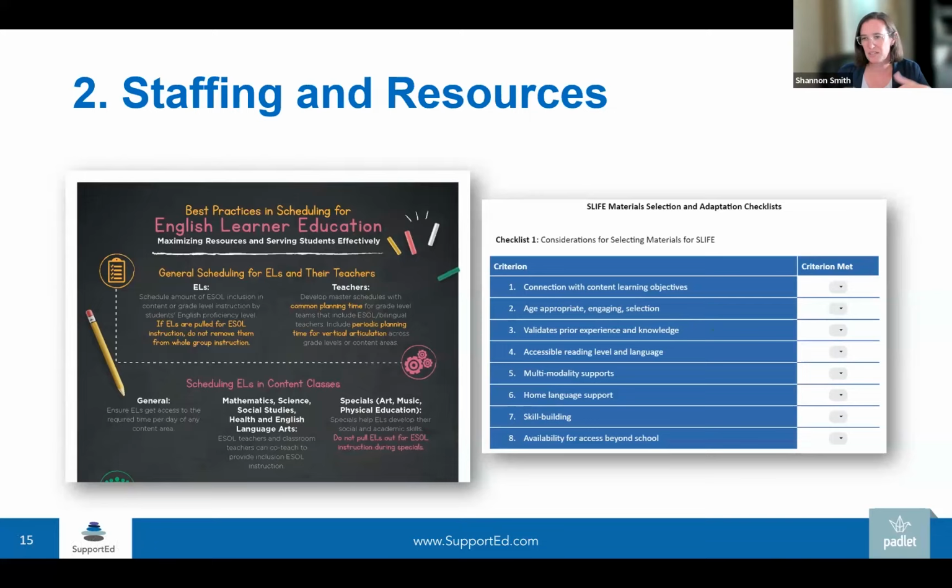The first checklist, which you see in the screenshot here, helps you review the materials to be able to select something that's the best. We want to make sure that it's connecting content learning and skill building. It's age appropriate. As we know, sometimes the skills are not necessarily at the age appropriate level for our students. And we want to validate that prior knowledge and experience that our SLIFE are coming with.